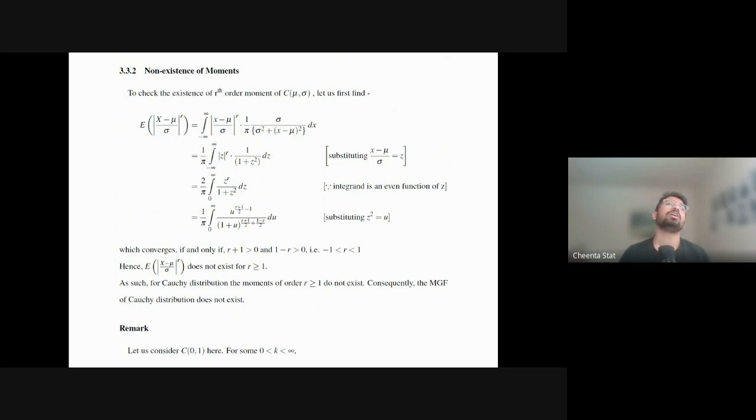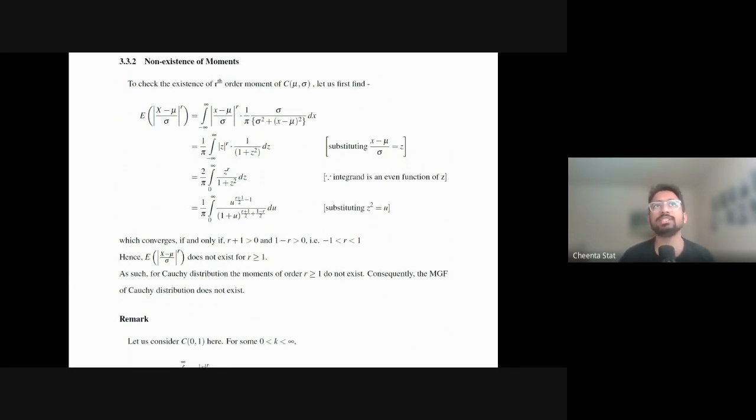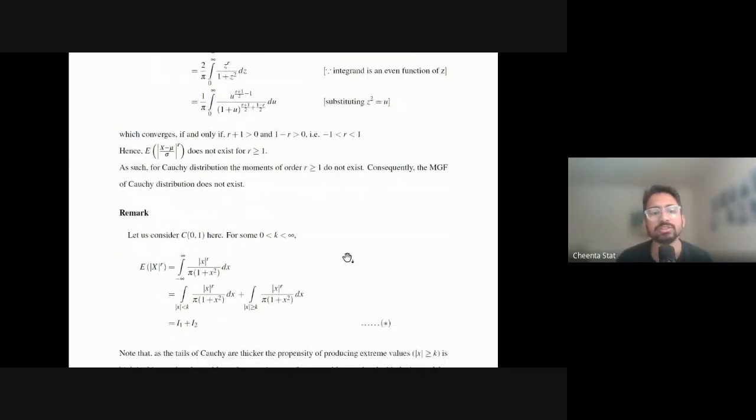So an intuitive reason why the moments may not exist is this, guys. Do you have an intuitive reason why, Onik? Yeah, what's the intuitive reason? What do you have in your mind?